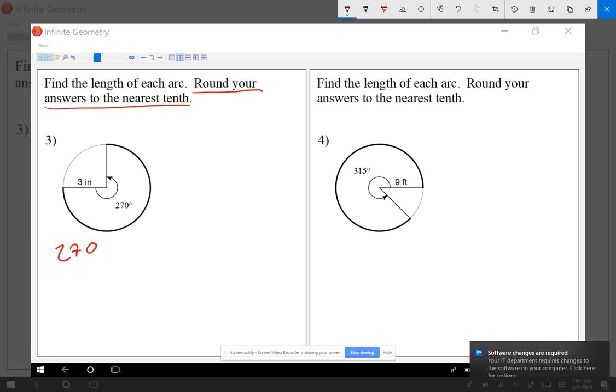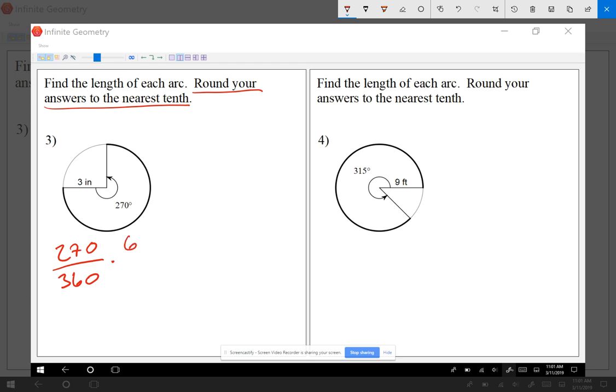First of all, I start with 270 over 360, right? How much of the circle I have. And I have to multiply this by 6 pi over 1. And once again, 6 because I went radius times 2. I'm going to use pi as a decimal. So on the top, I'm not going to worry about simplifying. I'm going to let the calculator do its job.